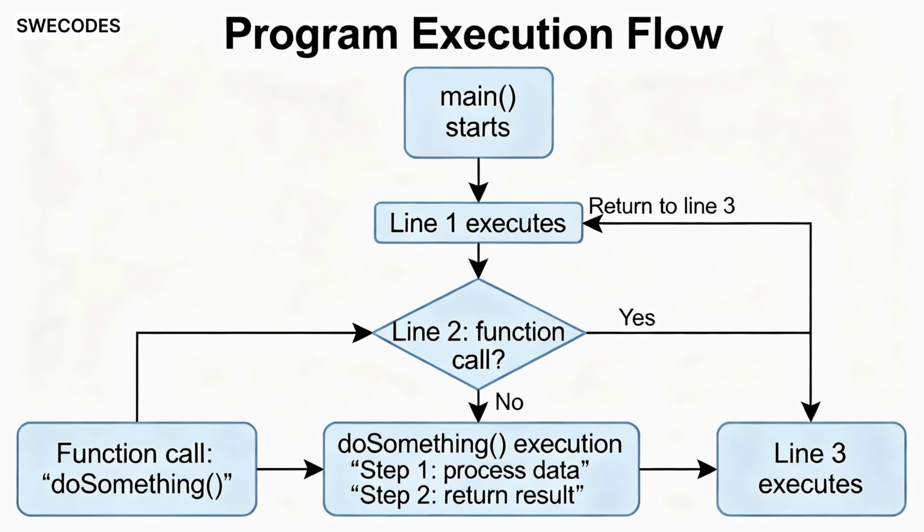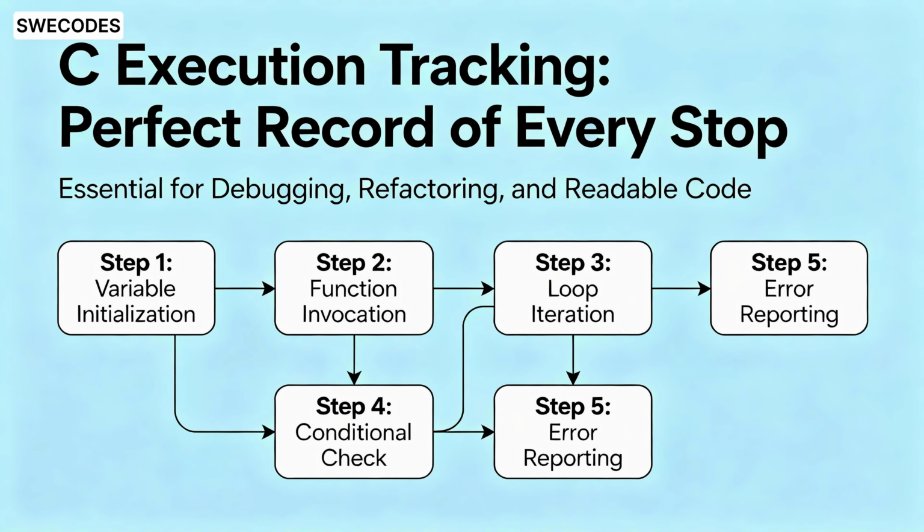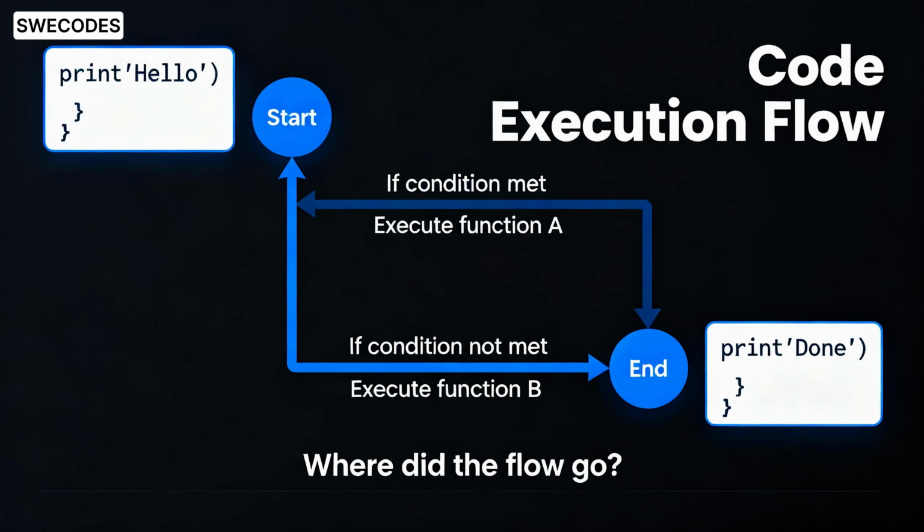Let's recap. The flow of execution starts in main, and runs line by line. Function definitions don't execute, only function calls do. Each call jumps to a new location, runs, and returns to where it left off. And C keeps perfect track of every stop along the way. Understanding this isn't just academic. It's the foundation of debugging, refactoring, and writing readable code that works exactly the way you expect. If you can see the flow of execution in your head, you can read and write code like an engineer. So next time your program surprises you, ask, where did the flow go?